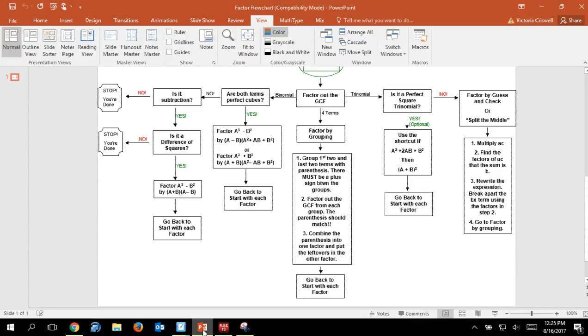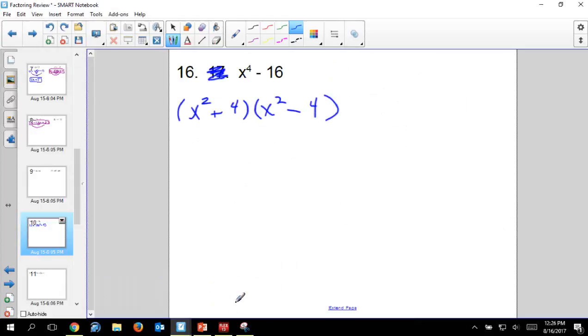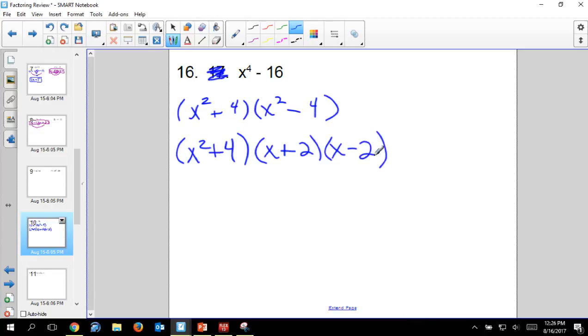It is subtraction. Is x squared minus 4 a difference of squares? Yes, it is. Thanks for yelling that out. So we have to factor this one further. We have two parentheses, one x, one plus, one minus, and 2. And then are those factored all the way? Yes, because they're x over a constant.